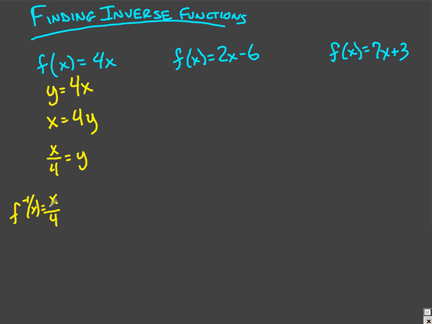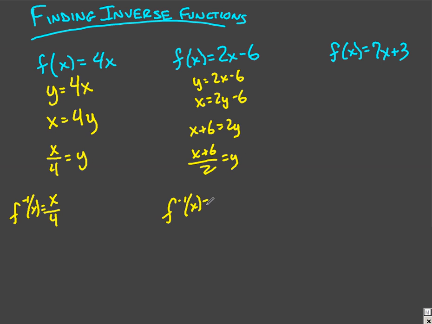Let's do the same thing for this one. I would say, again, y equals 2x minus 6. I would then switch x and y: x equals 2y minus 6. And I want to solve for y. x plus 6 will equal 2y now, and that means that x plus 6 all over 2 equals y. So my f inverse of x will now equal x plus 6 over 2, or if you prefer, you can make that x over 2 plus 3. That would be a fine way to look at it as well.